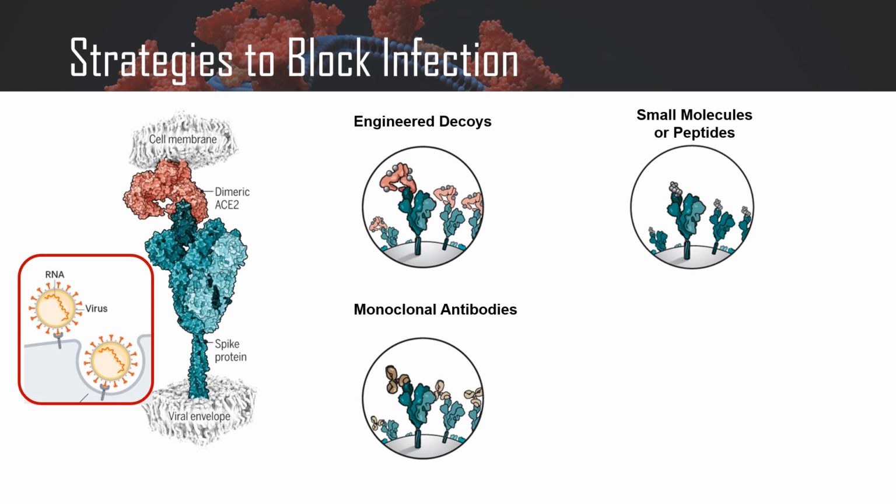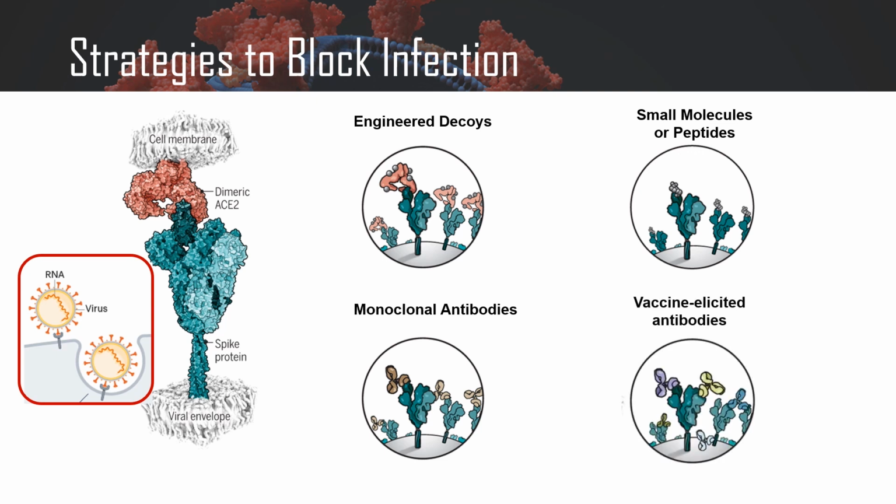Then we have small molecules or peptides, and these are molecules which are created to inhibit ACE2 binding by the S protein. Again, another way to block or inhibit that association. And then we also have vaccine-elicited antibodies. And these are naturally produced antibodies which are specific to the S protein, and again, the same mechanism to block ACE2 binding sites. So there are currently a few therapeutic approaches which are focused on blocking this particular association, which is the SARS-CoV-2 binding to its key receptor, ACE2.